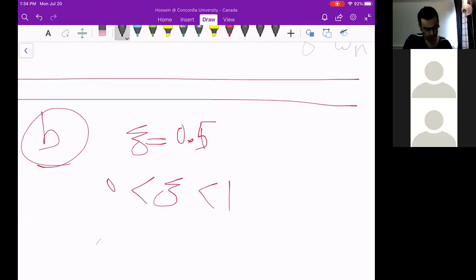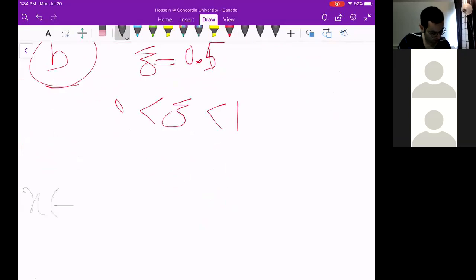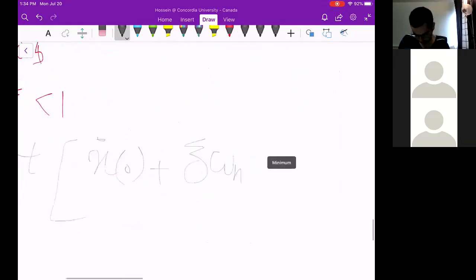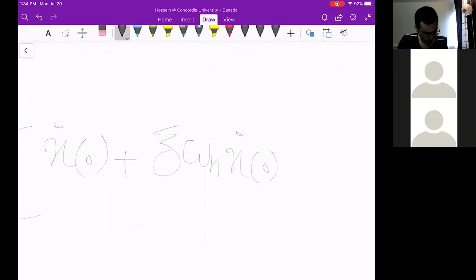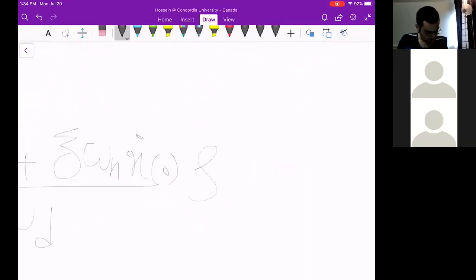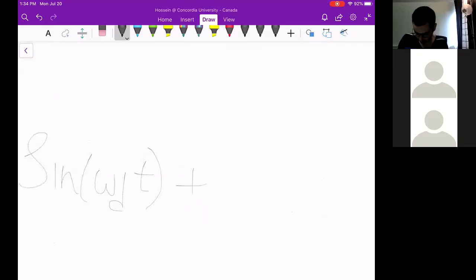The response of the free vibration is x of t. You have to pick up the correct formula in the answer sheet, or you have to derive it. So e to the minus zeta omega n t multiplied by initial velocity plus zeta omega n multiplied by initial displacement over omega d, damped natural frequency, sine of omega d t, plus x naught, initial displacement, multiplied by cosine omega d t.